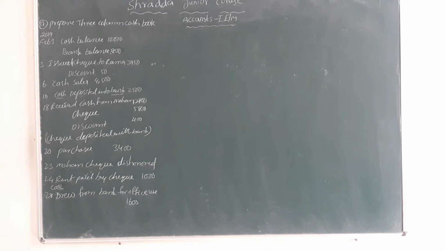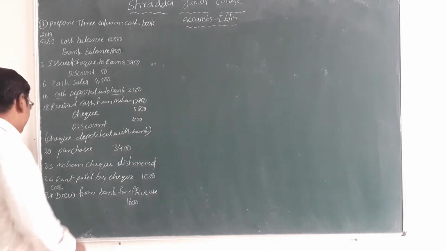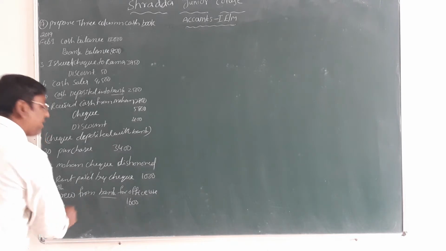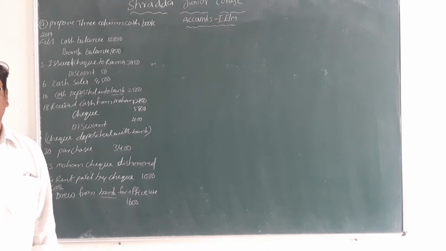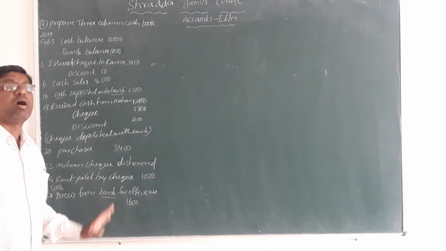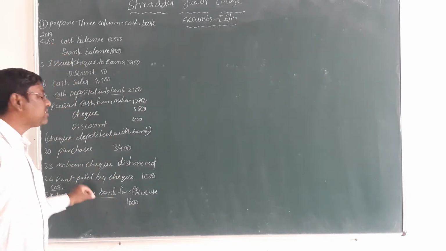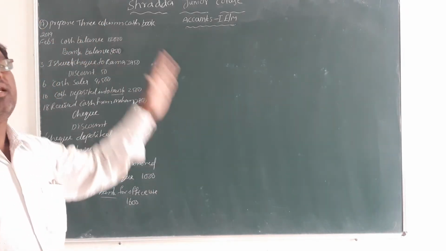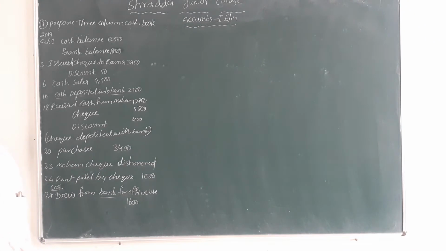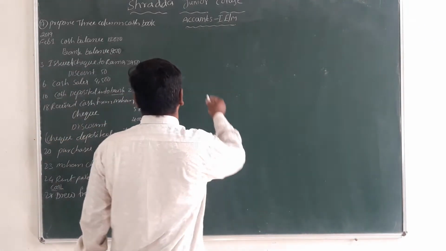This time what can we do, students? Here we can take cash and bank also. This time we can take a contra entry. These are the business transactions given here. Now what can we do? We will take the 3-column table and record all the transactions.